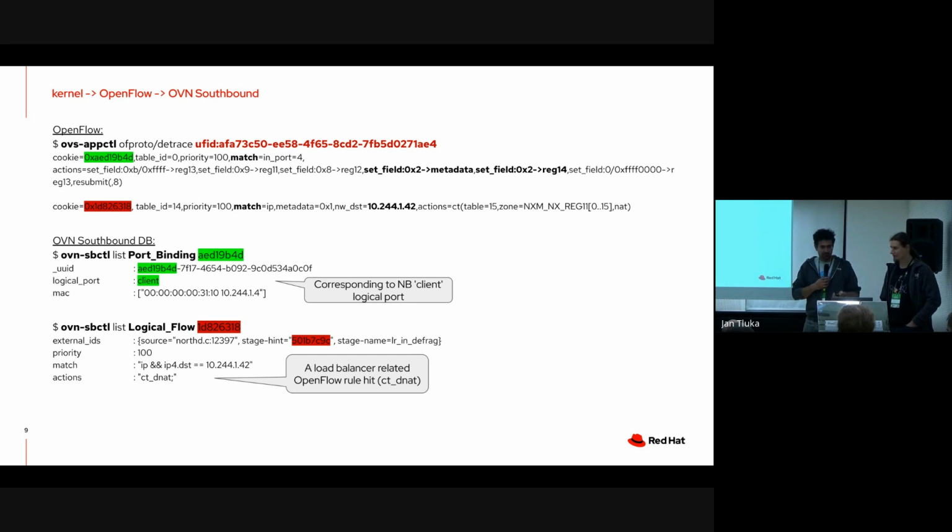We use the cookie to actually get the information we need from the southbound database. So we can list records from the southbound database using the cookie value because the cookie is actually the first part of the UUID in the southbound database. In our case, the green cookie corresponds to a port binding. That flow was generated because we have a client logical port with those MAC addresses and so on. The red cookie corresponds to a logical flow created by OVN that in this case does load balancing.